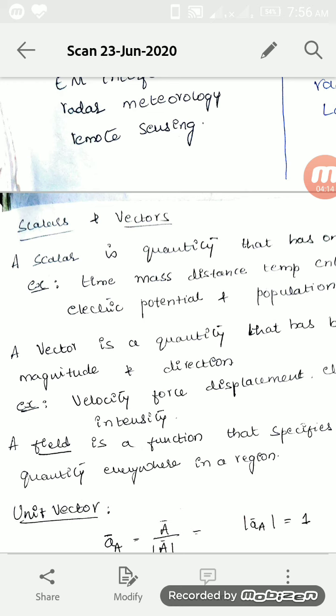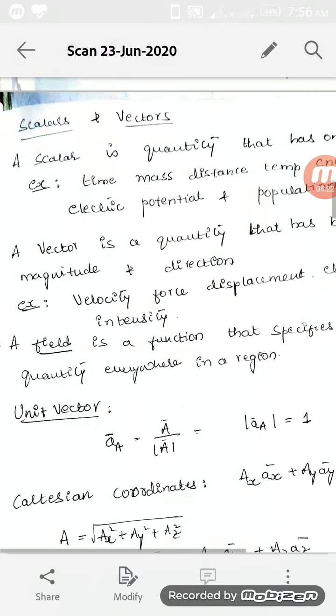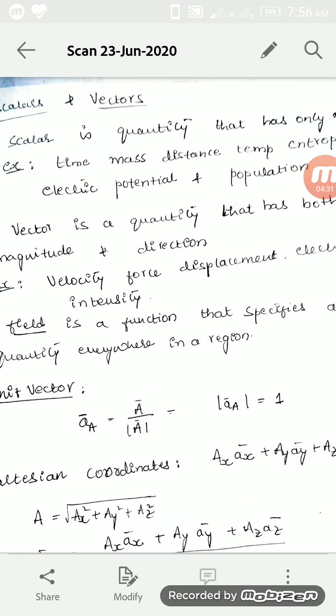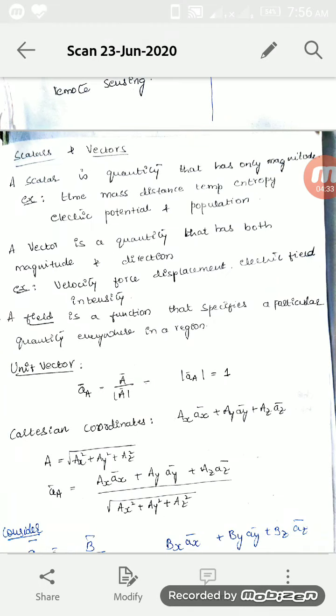Before going to study that, you have to have some basic knowledge of scalars and vectors, and how we define them. A scalar is a quantity that has only magnitude, for example time, mass, distance, temperature. A vector is a quantity which has both magnitude and direction, that is velocity, displacement, electric field. And before scalars and vectors, we have to know what a unit vector is. Throughout the syllabus we will be using the unit vector. A unit vector represents a vector divided by its magnitude, and its magnitude is always 1. So it is a unit vector.